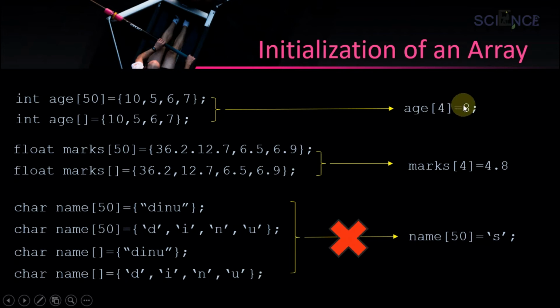So I am going to assign 8 there, right? So this is how I can assign values by using indexes. Likewise I can do this for these arrays also, right? So here I have created a marks array. Here also I have assigned 4 values. That means the maximum index is 3, right? So I can assign some value into index 4, right?